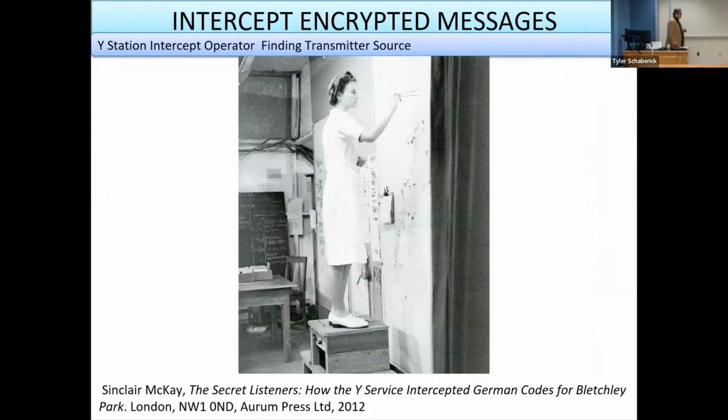Now here's one of the things I discovered. Here's a Y operator who's doing a geolocation. She's using multiple signals to calculate location, geometry. We call it shorthand triangulation, but it's really trilateration. Interesting. This is an amazing amount of work.